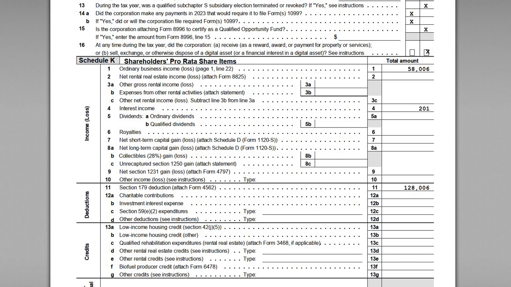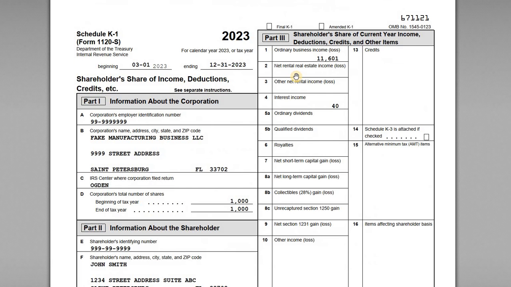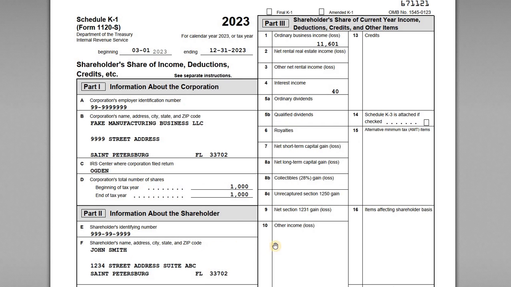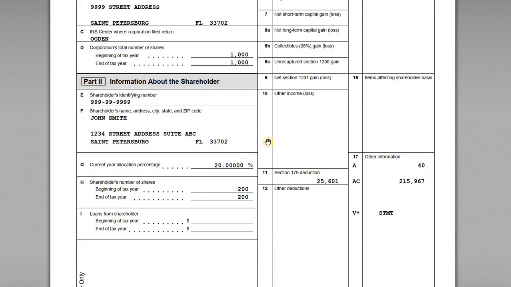And so ultimately that amount flows through to the K-1s for each of these shareholders, and it's reported, again, on their Form 1040s when they do their own tax returns. So in this example, John's K-1, we can see his line 1 income, line 4, some interest, and then down here on line 11, that's his allocation of the Section 179 deduction.